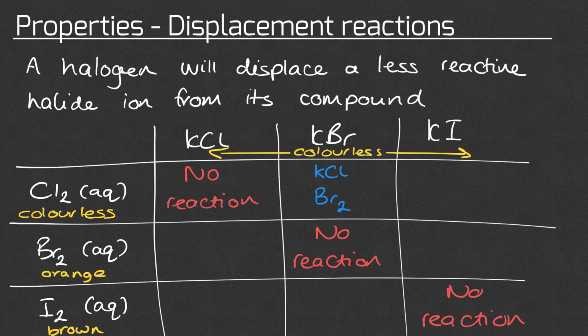Chlorine is more reactive than bromine, so chlorine will displace the bromide from its salt, giving us potassium chloride and bromine. Chlorine is also more reactive than iodine, therefore chlorine will displace the iodide from its salt, forming potassium chloride and iodine.